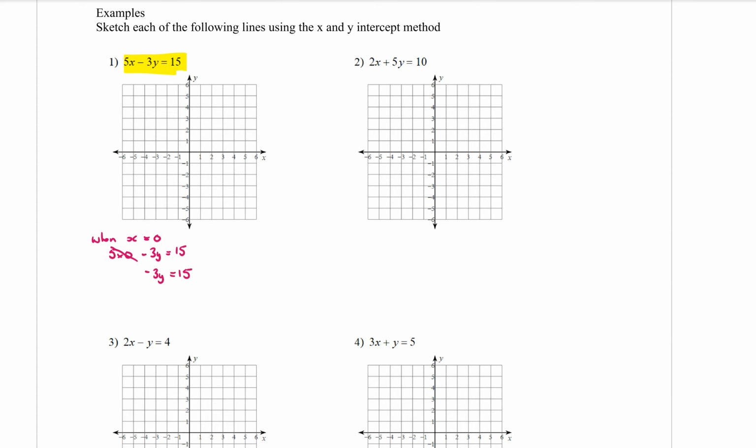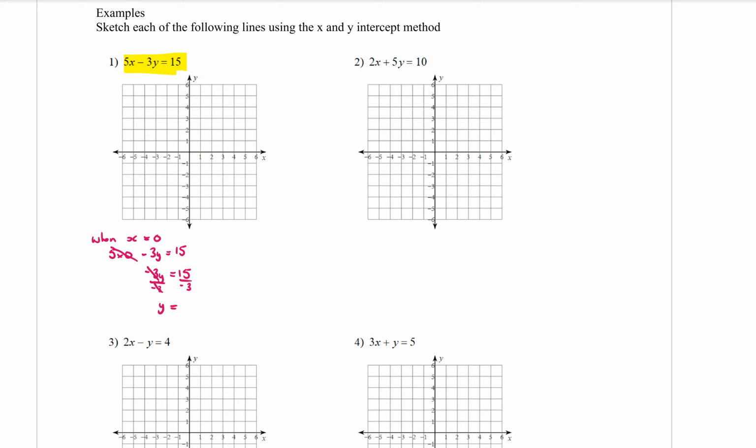Now that's a little equation that I can solve to find y, and to get the y by itself I'll need to divide by negative 3, cancel that off, and I get y equals 15 divided by negative 3, which is minus 5. So what I have found is my y-intercept. When x is 0, y is equal to minus 5, is that point there on the graph.